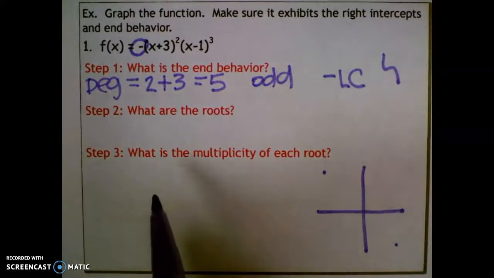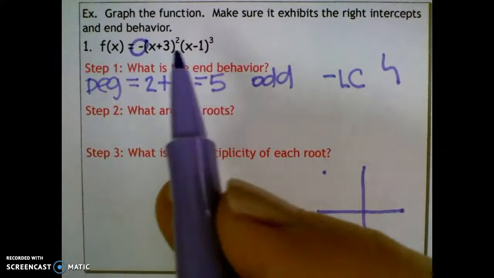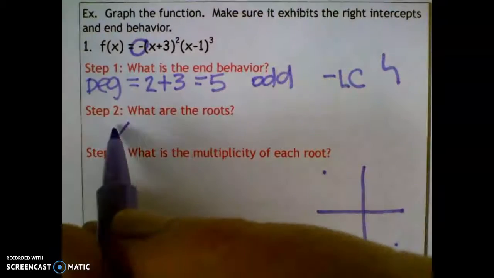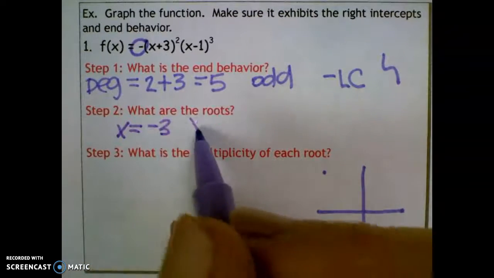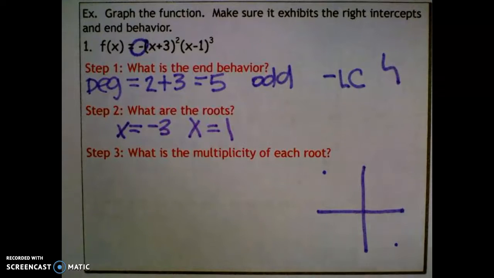Step 2 was to identify the roots. And those roots come from the parentheses here. It's factored. So if you were to solve both of those, it would give you negative 3 and positive 1. So we can go ahead and plot those on the graph.